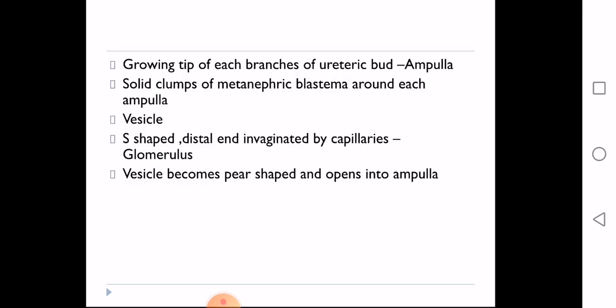So this is just what we have mentioned. The growing tip of each branch of the ureteric bud, that is the ampulla, has solid clumps of metanephric blastema around it. Then it becomes a vesicle, then pear-shaped, then S-shaped. The distal end is invaginated by capillaries and forms the glomerulus.